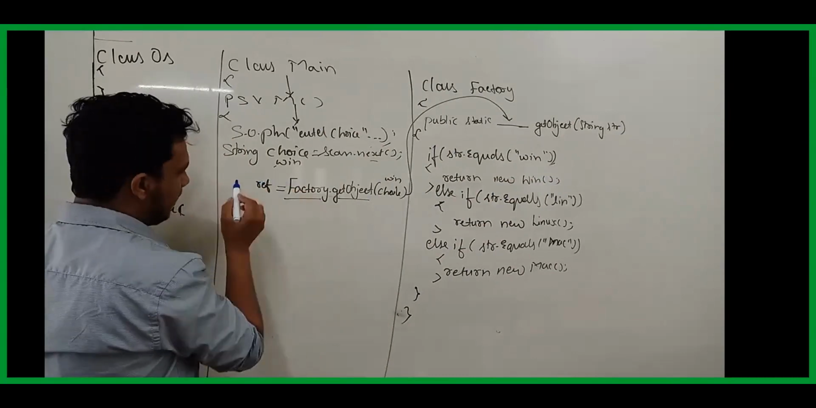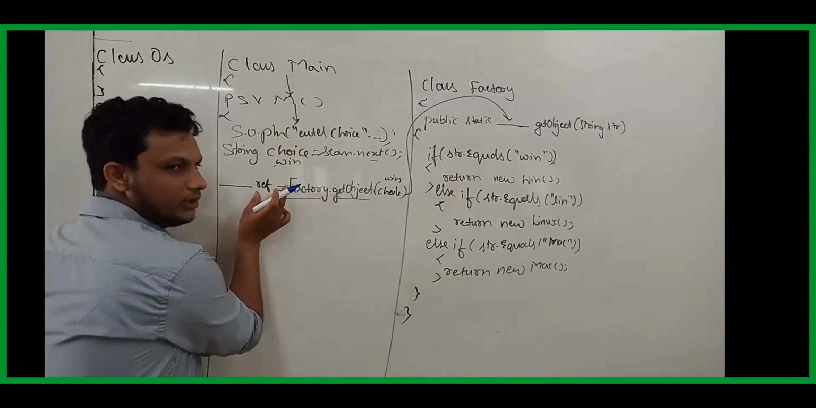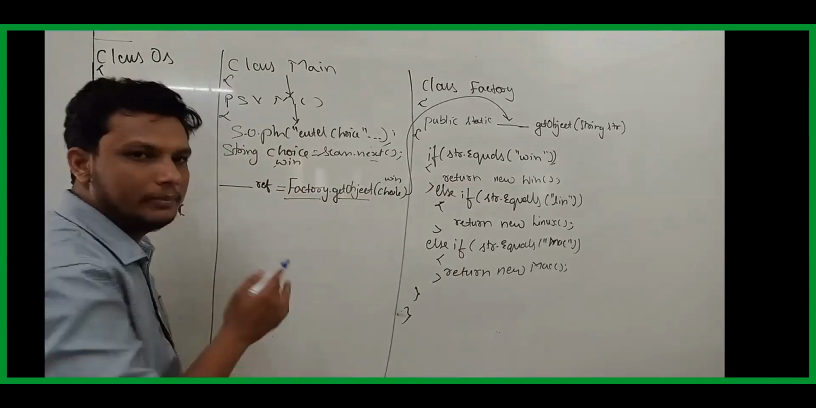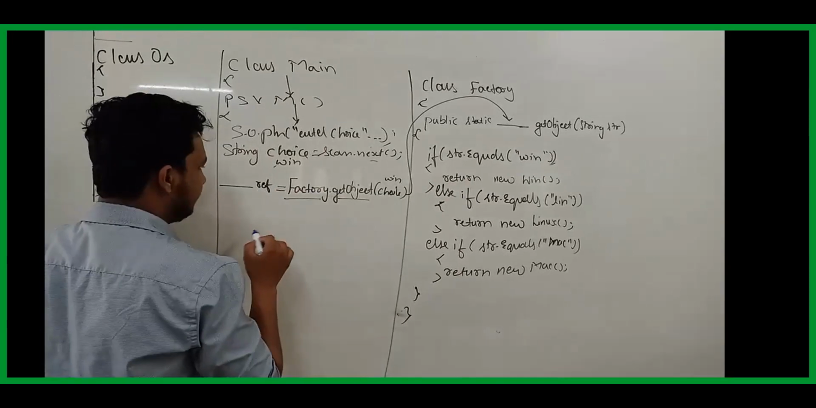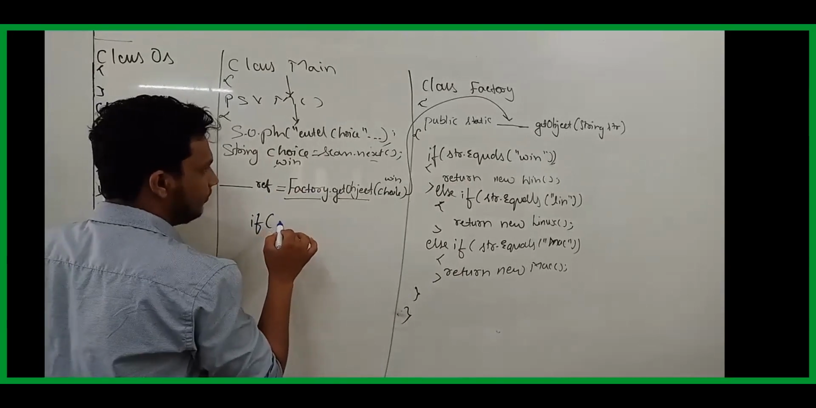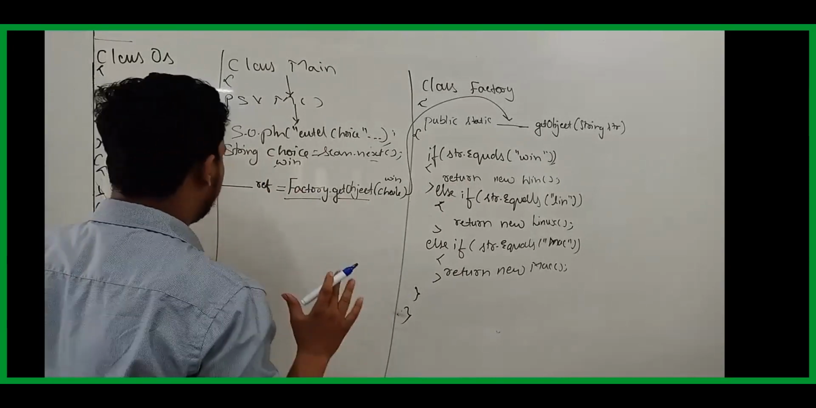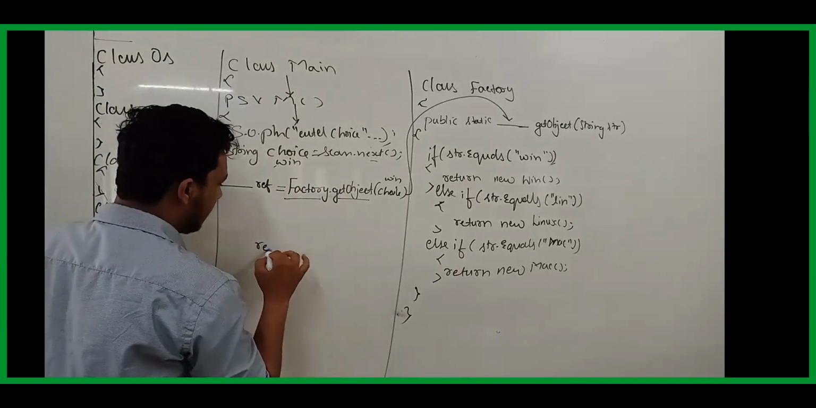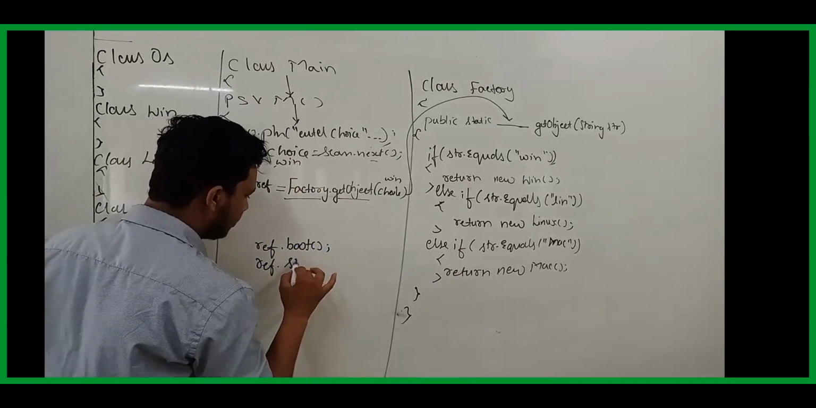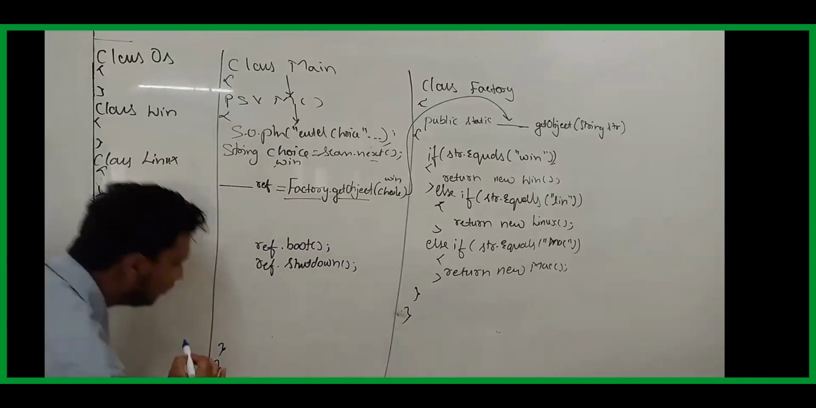What I need to write here depends on what you are passing. Now I have collected that object. Now I will write a program to execute the methods. I'll call ref dot boot, and ref dot shutdown. I'll close the main method, I'll close the class.